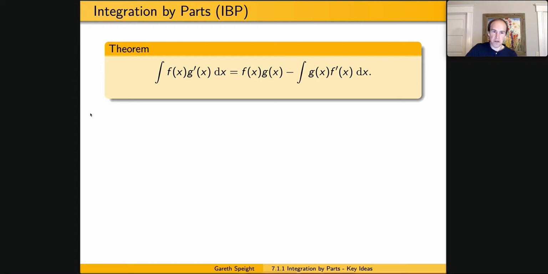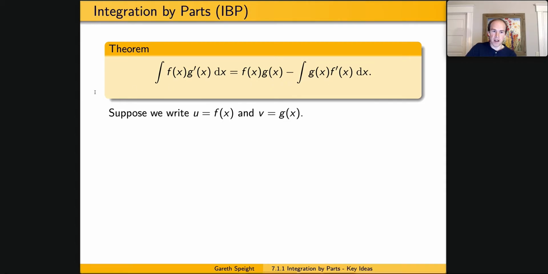And why is this useful, for instance? Well, it doesn't always tell you how to do the integral, right? It tells you how to do this integral in terms of some other integral. But the advantage is that the second integral on the right, if we make some good choices, if it's a good example for integration by parts, the integral on the right could be simpler. So the one we started with is f times g prime. And then the integral that we have on the right is g times f prime. So this is a different integral, and in some examples it will be simpler. So that's why it's useful.